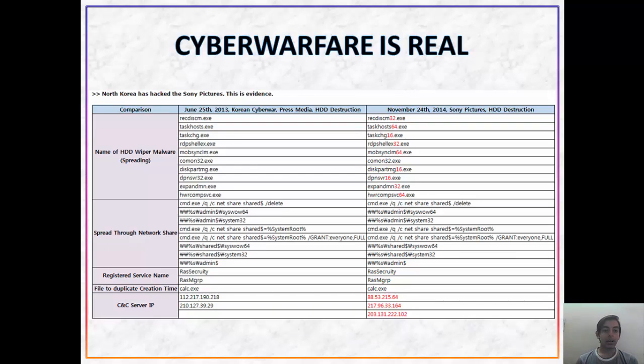Now, this clipart shows how North Korea hacked Sony Pictures, and this is the evidence of that. As you can see here, what was the combination of the APT? In the APT, as I already told you, it is not just a single virus or a single worm, but a combination of different types of viruses, worms or malware. These are the names of the HDD Viper malware which was included in the package, and this was the name of the malware which was there when the APT attack was deployed in the target. Now, how was it spread? This includes all that information: registered service names and file duplicate creation time. So this is basically the evidence of how North Korea hacked Sony Pictures.